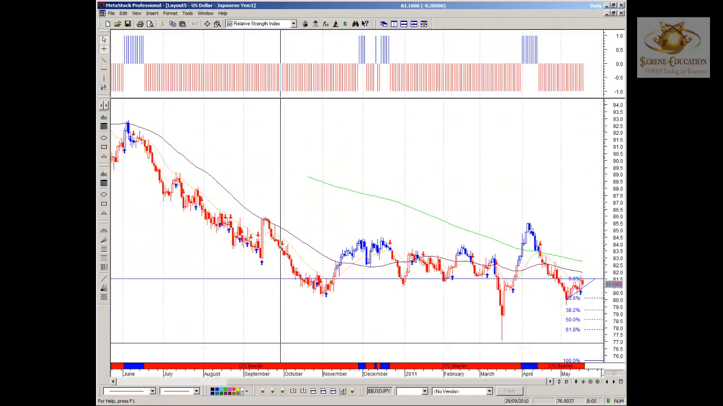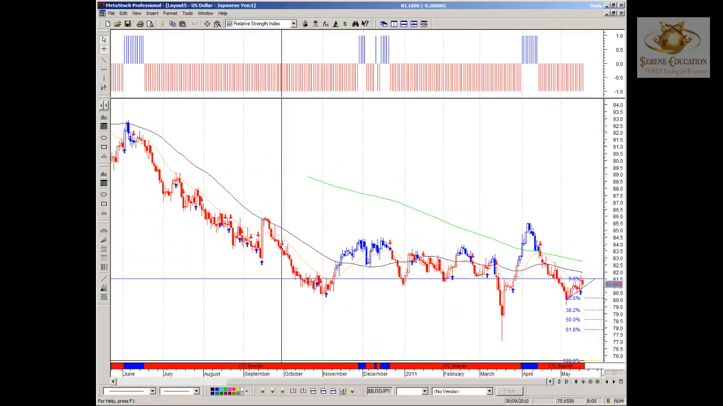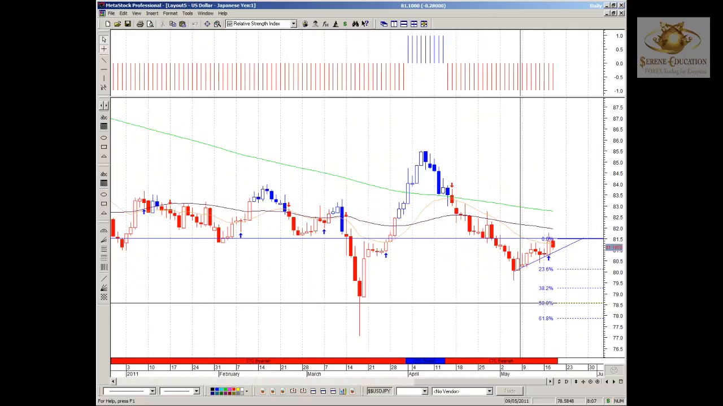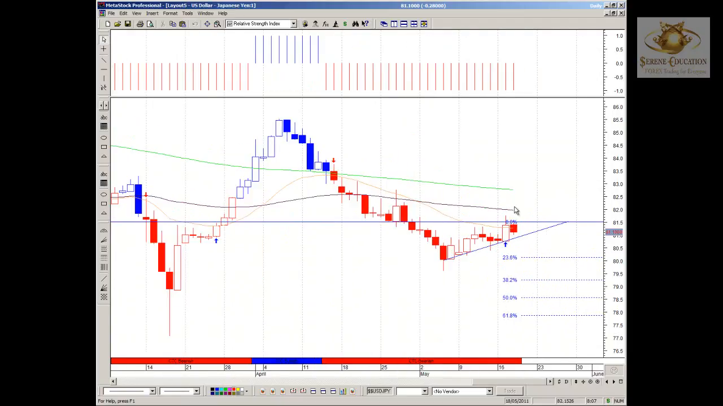A long way away, guys. 81 is 75.65. So factor that in. 50% is 78, just the bottom end of this consolidation where the intervention occurred. So heads up. Japanese yen needs to be trading above the 81.50 to be still considered as a possible buying opportunity. Remember, the CTC is still negative.